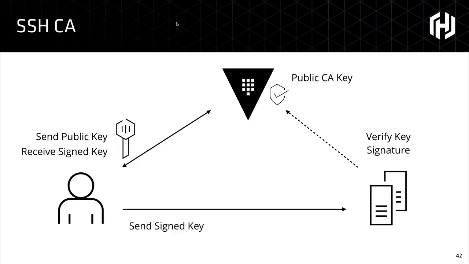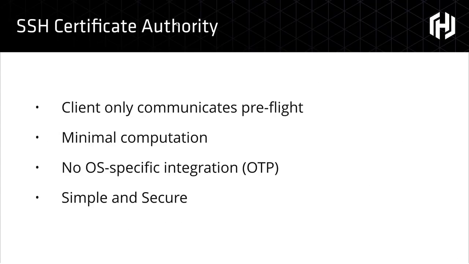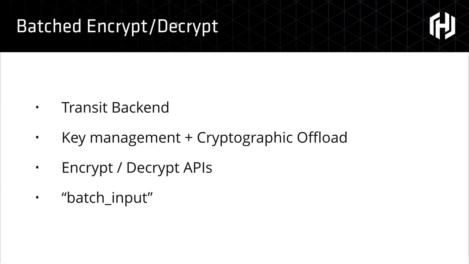Now, what's nice about this approach is a few things, right? Is that the client only communicates with Vault pre-flight. Vault doesn't have to be in the SSH path. There's very minimal computational overhead of doing this. Vault's basically just doing a signature on top of the existing public key. There's no operating system specific integration, and it's a very simple and secure mechanism. It uses a lot of well-known and well-studied cryptographic primitives.